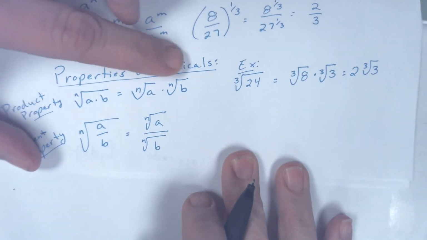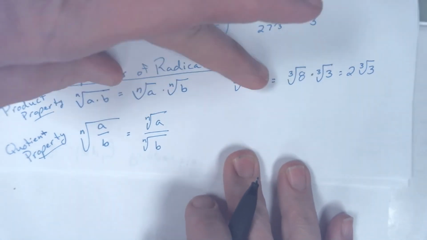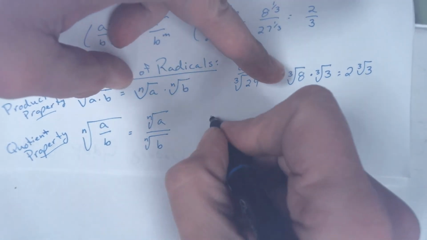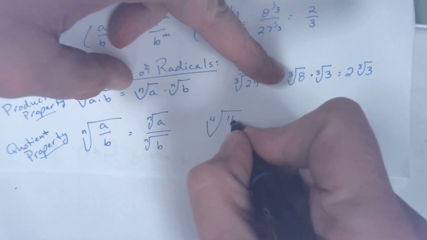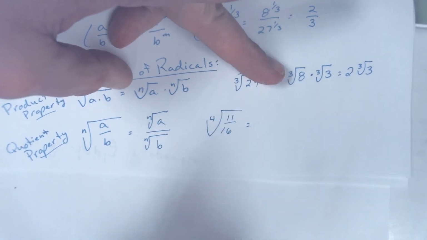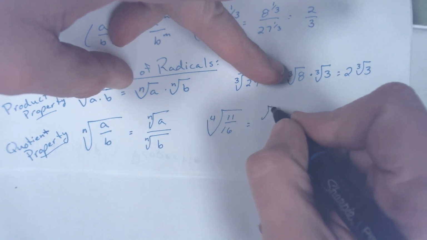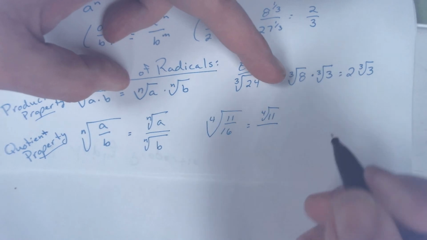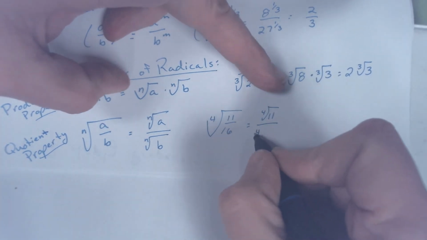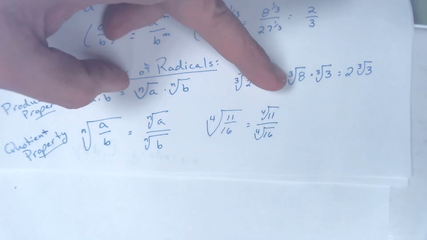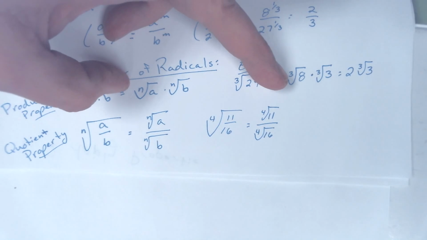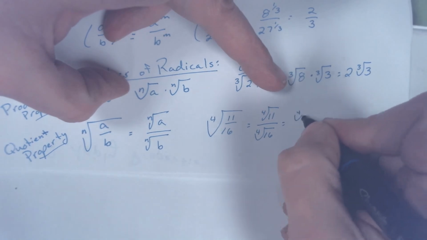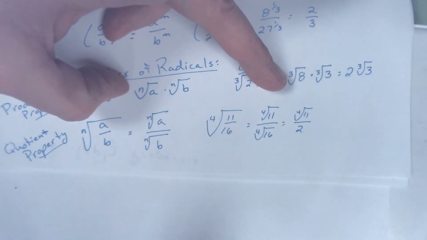You are so lucky. Okay, if I can get this to stay. So the first one is going to be the 4th root of 11 over 16. We can separate this into the 2 radicals, the 4th root of 11, which we can't do, the irrational number, over the 4th root of 16. Well, the 4th root of 16 is 2, because 2 times 2 times 2 times 2 equals 16. So the 4th root of 11 over 2.